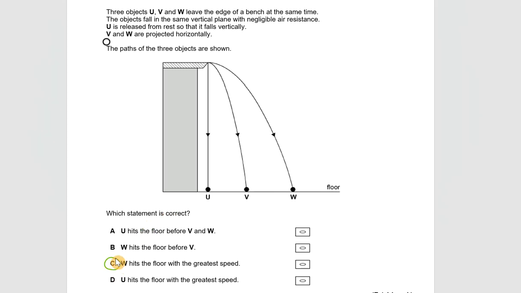Got the answer C. Well done. If you didn't, here's my explanation.